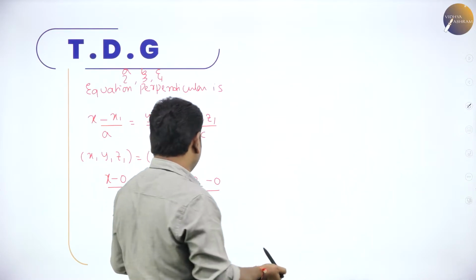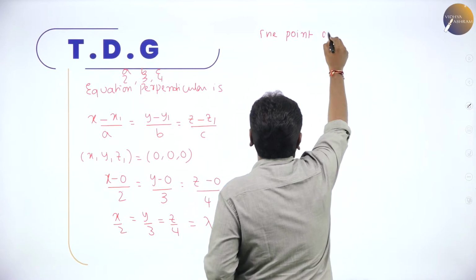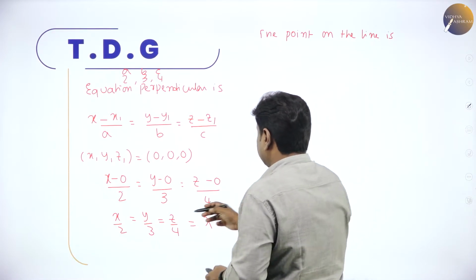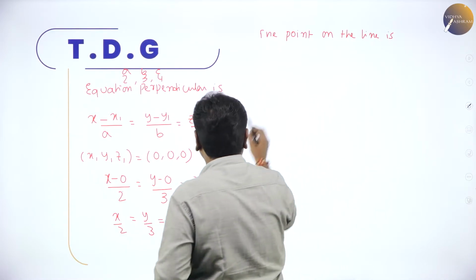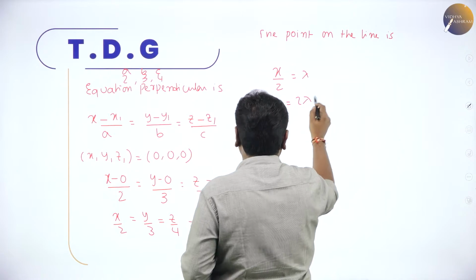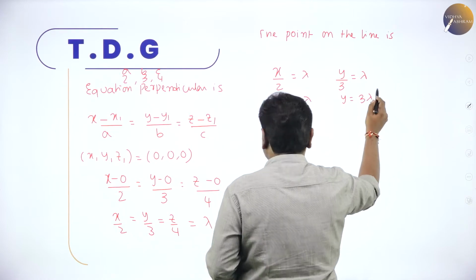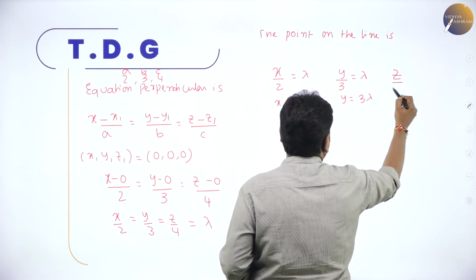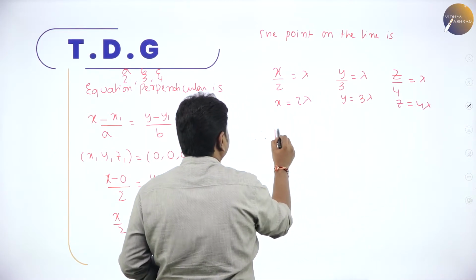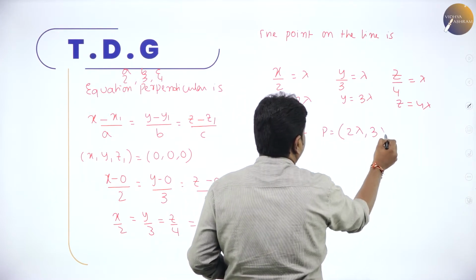So now the point on the line, we'll get x, y, z from this. So equate it. x by 2, if I equate to lambda, x is equal to 2 lambda. Similarly, y by 3, if I equate it to lambda, y is equal to 3 lambda. z by 4, if I equate it to lambda, z is equal to 4 lambda. So now we got x, y, z. Therefore, the point P is equal to 2 lambda, comma 3 lambda, comma 4 lambda.